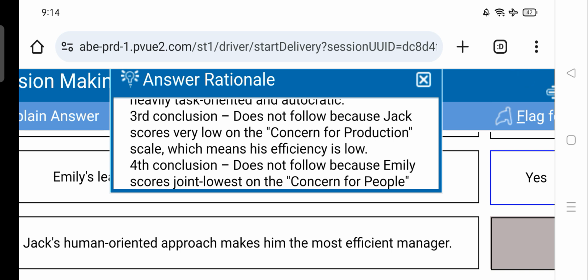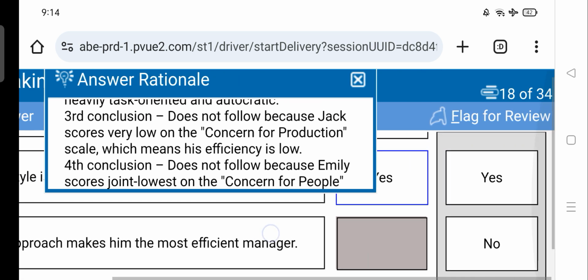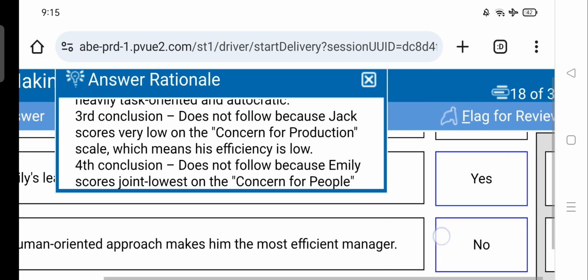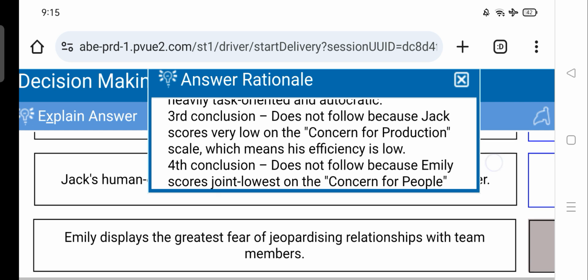The third conclusion does not follow because Jack scores very low on the concern for production scale, which means his efficiency is low. So this one does not follow. So it means you will drag a no and drop it here in front of this conclusion.